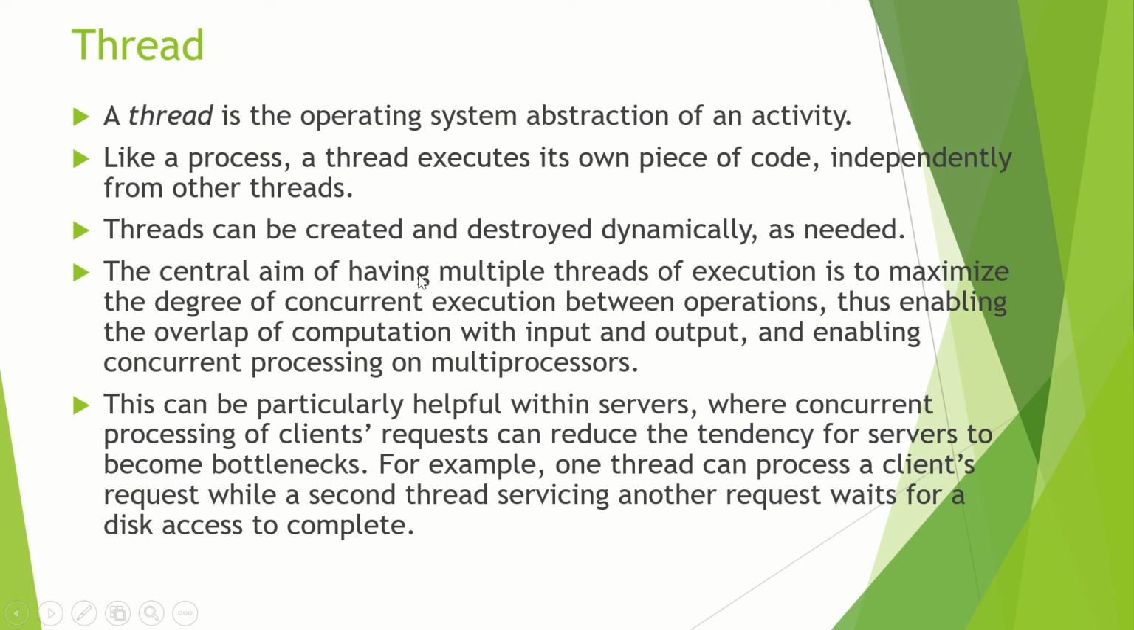The central aim of having multiple threads of execution is to maximize the degree of concurrent execution between operations, thus enabling the overlap of computation with input and output, and enabling concurrent processing on multiprocessors. This can be particularly helpful within servers where concurrent processing of client requests can reduce the tendency for servers to become bottlenecks. For example, one thread can process a client request while a second thread servicing another request waits for its access to complete.